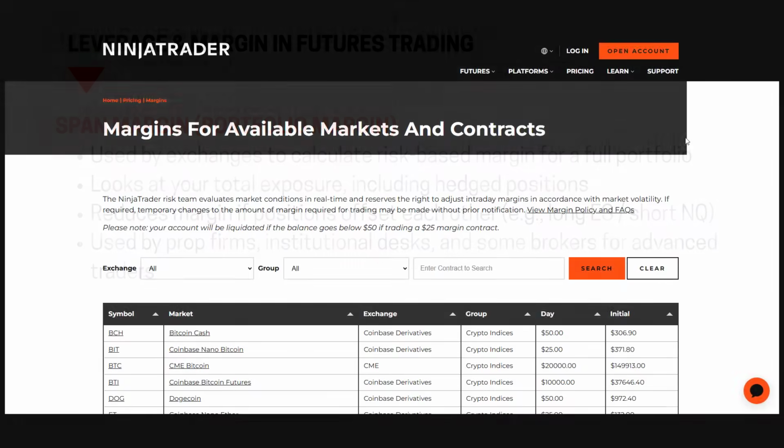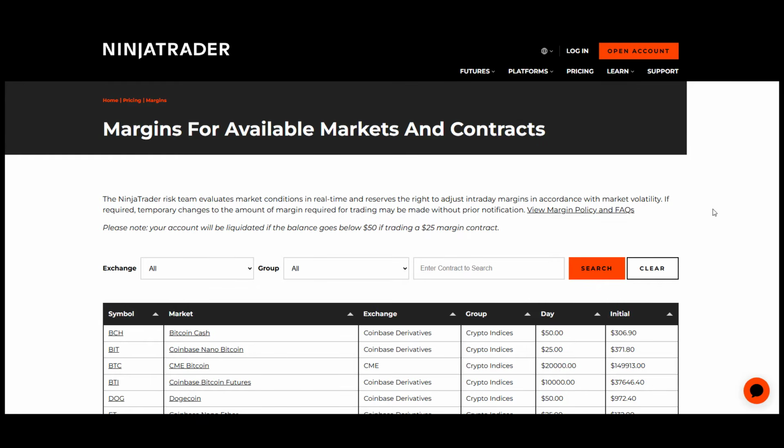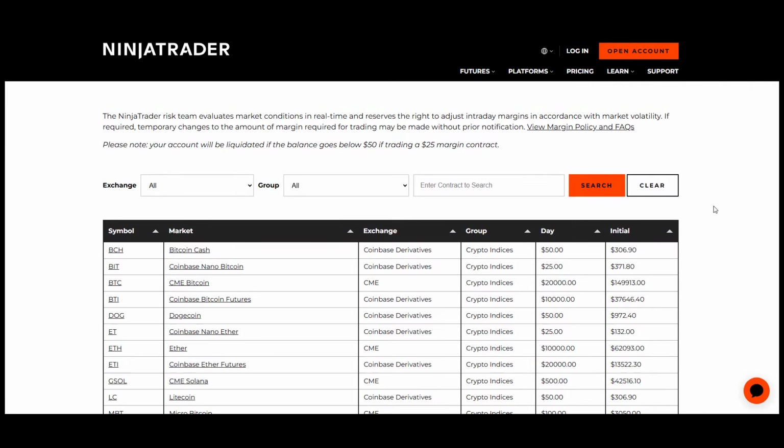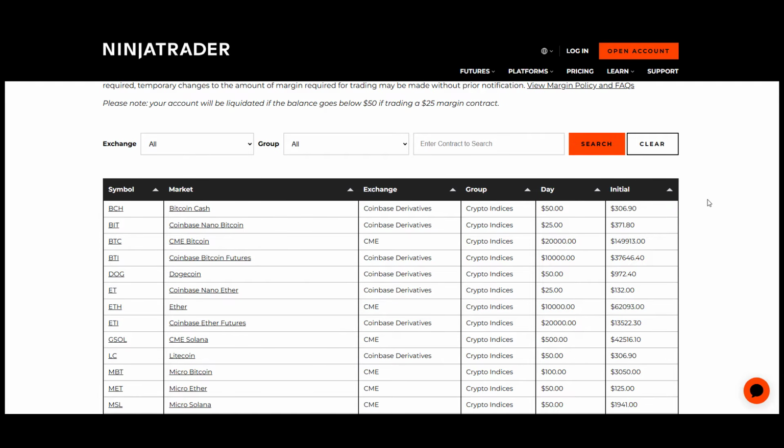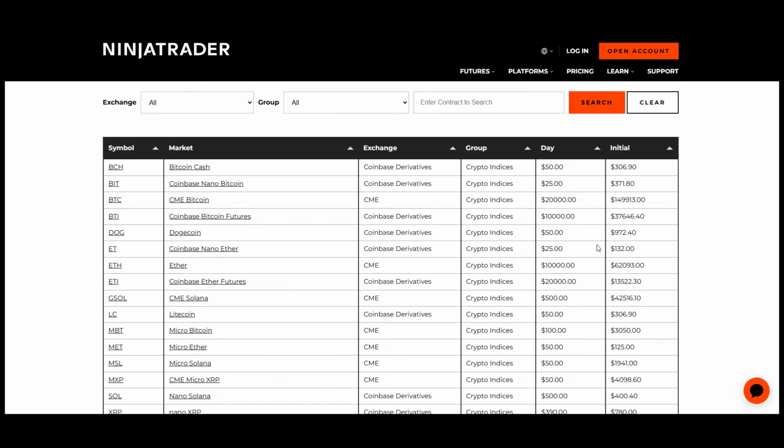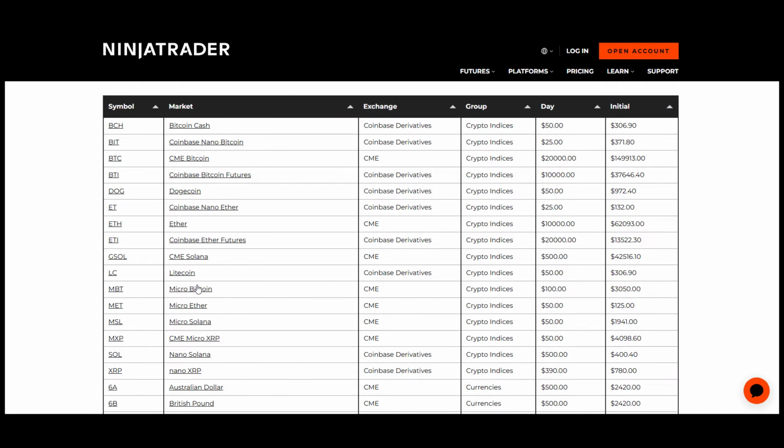So I've just jumped you into my NinjaTrader futures account just to give you an idea of margins available by contract, day versus initial in this instance. And you can see, for example, let's jump straight into Ethereum. 10,000 day trading margin, 62,000 initial margin. That's a really expensive one. Or Bitcoin, 149,000 versus 20,000. That's why you get these micro contracts. You can see a fraction of the cost, $100 day versus 3,000 initial.